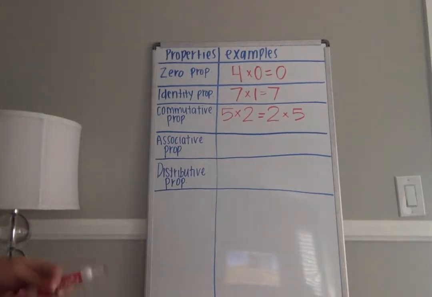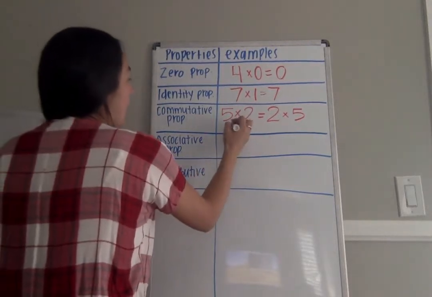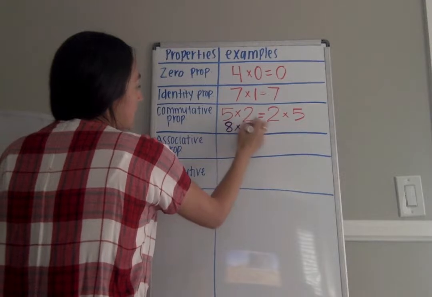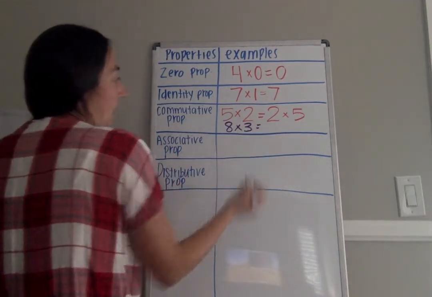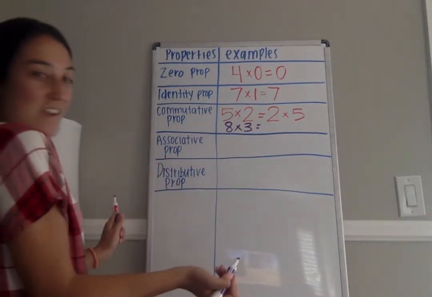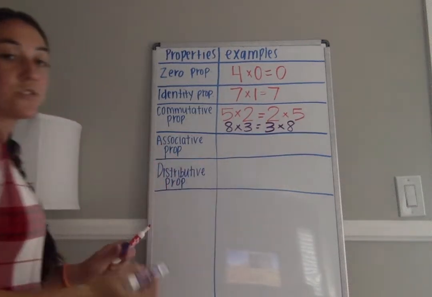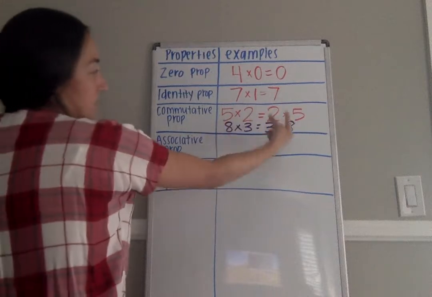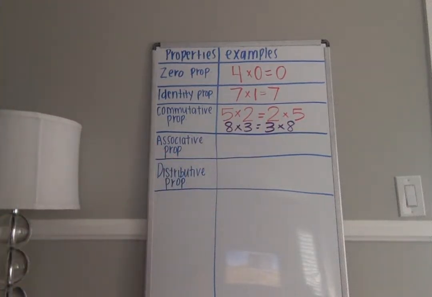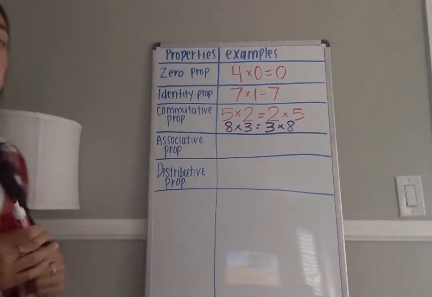Another example of this would maybe be something like 8 times 3. Well, the flip-flop of that, if you'd like to write it down, you can, is 3 times 8. So again, your number just flips the order you put it in, but they will still equal the same exact number.